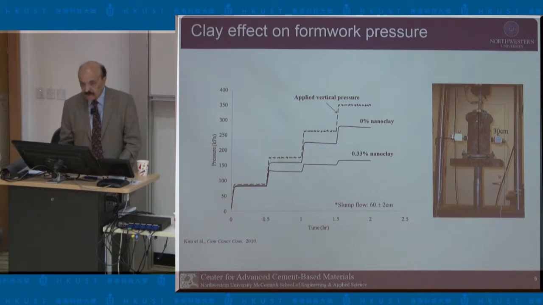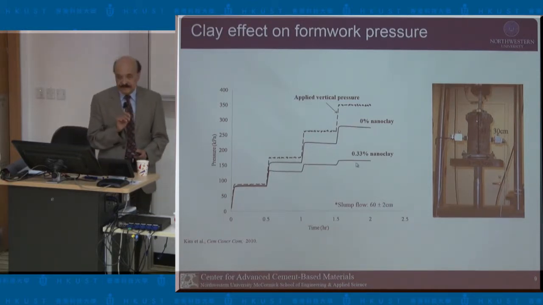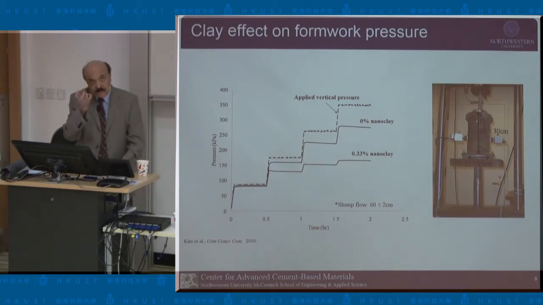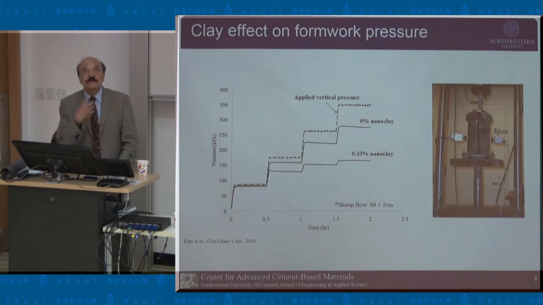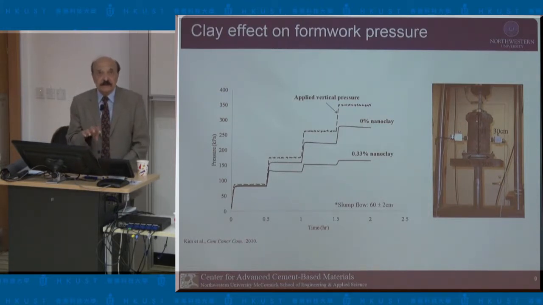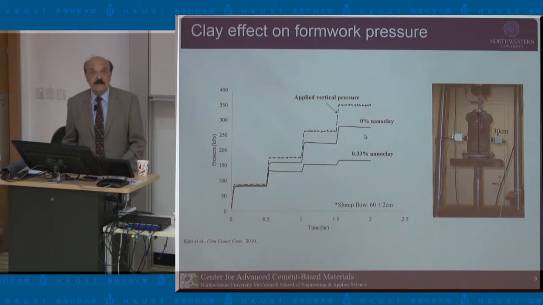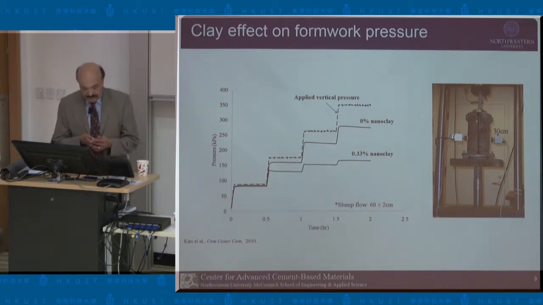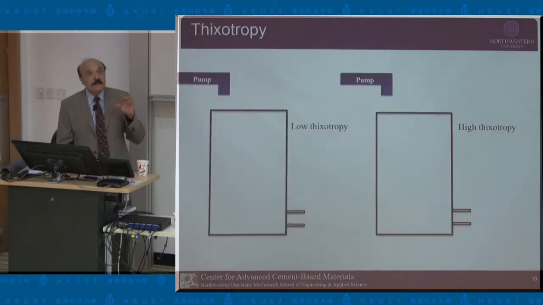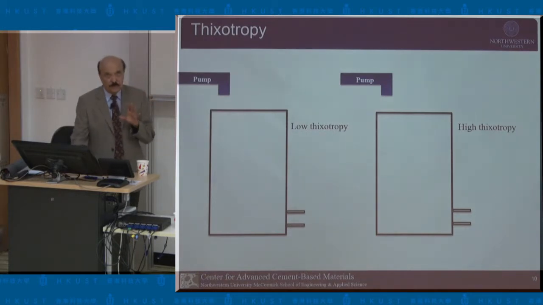And concretes are thixotropic. However, when we add 0.3% of nanoclay, formwork pressure is substantially reduced. In other words, we have increased the rate of structural rebuilding when the material is at rest. So that's one of the consequences of manipulating thixotropy. Now, how do you measure this thixotropy?